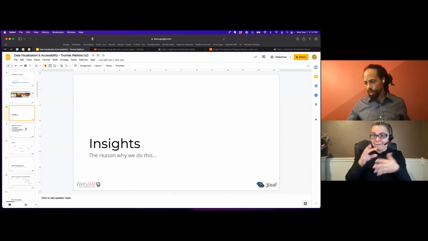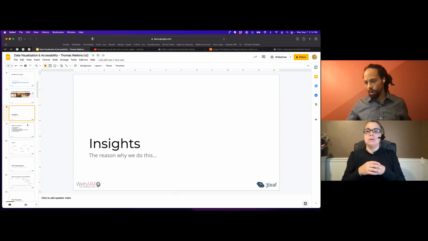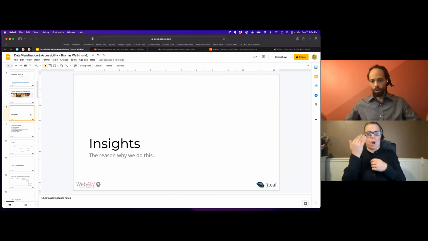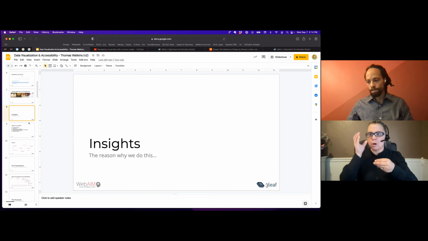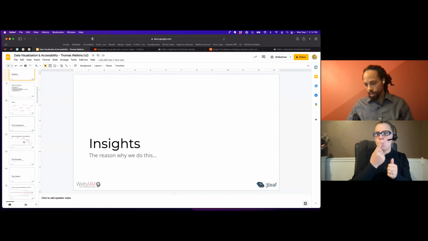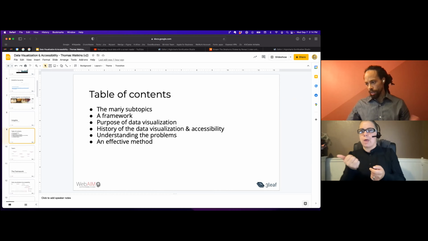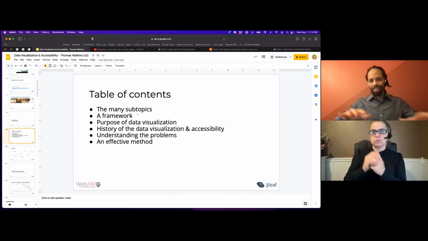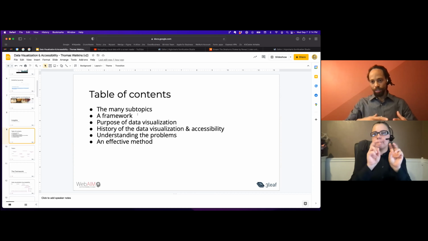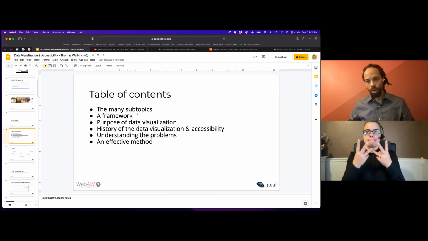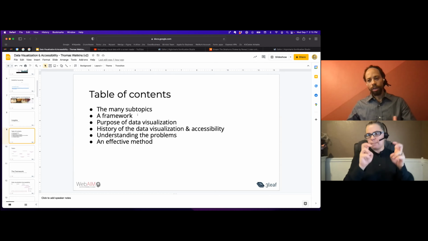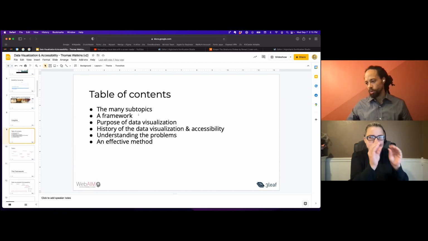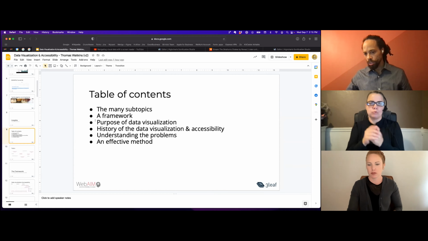So let's think about data visualization and the reason why we're doing this. We're trying to communicate data insights from one human mind to other human minds, right? And so let's take a look at the topics. I'm going to first go over some of the subtopics. There's a lot of different subtopics when you're mixing data visualization and accessibility, a lot of potential things to talk about. What I've tried to do is put together a framework for thinking about some of these subject topics and organizing them so that we can better think about and position these things.